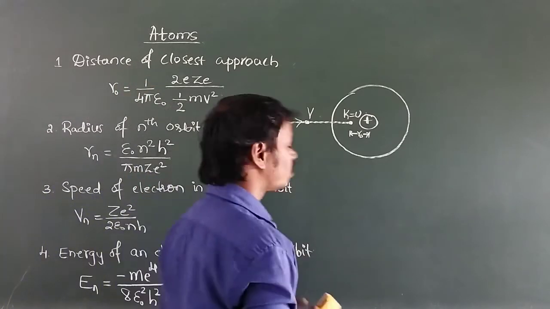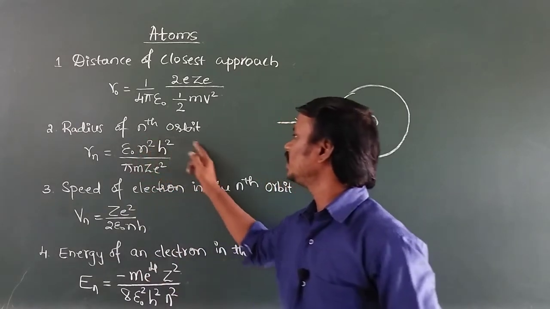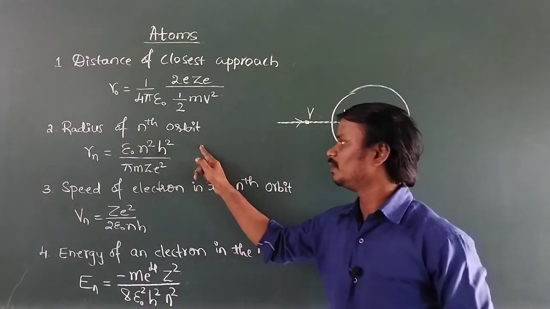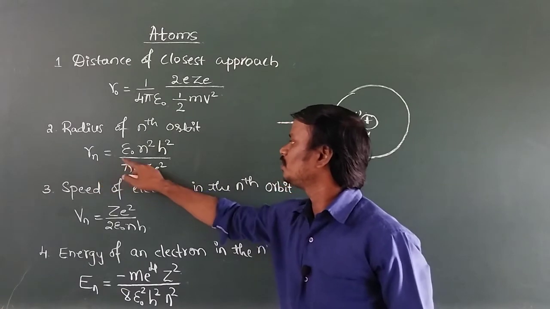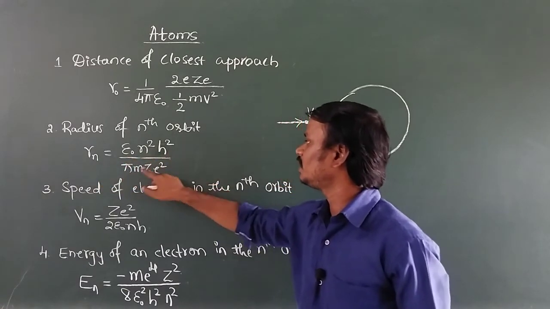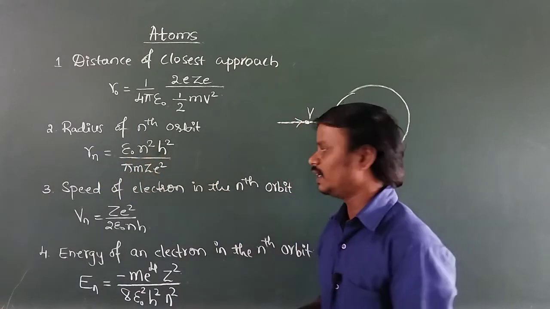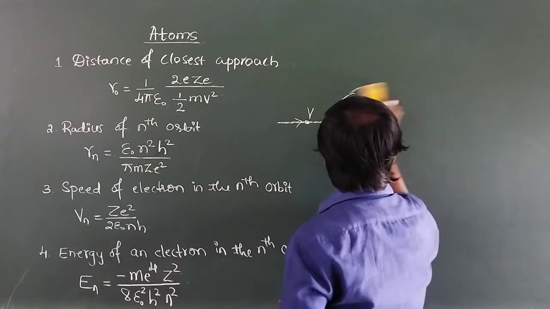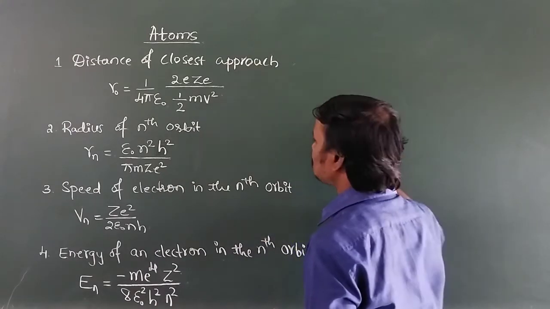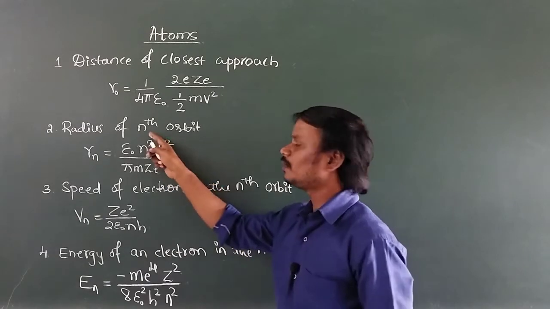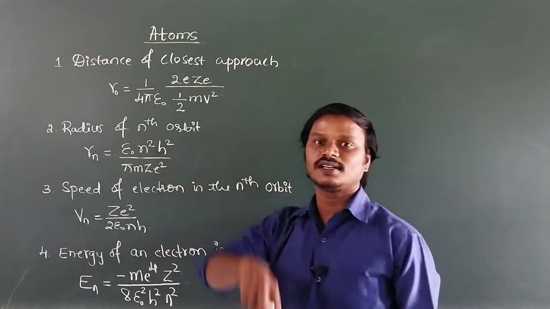So the next important formula is the radius of the nth orbit. Rn is equal to epsilon naught n square h square divided by pi m Z e square. This is the formula used to find the radius of the nth orbit of hydrogen and hydrogen like atoms.